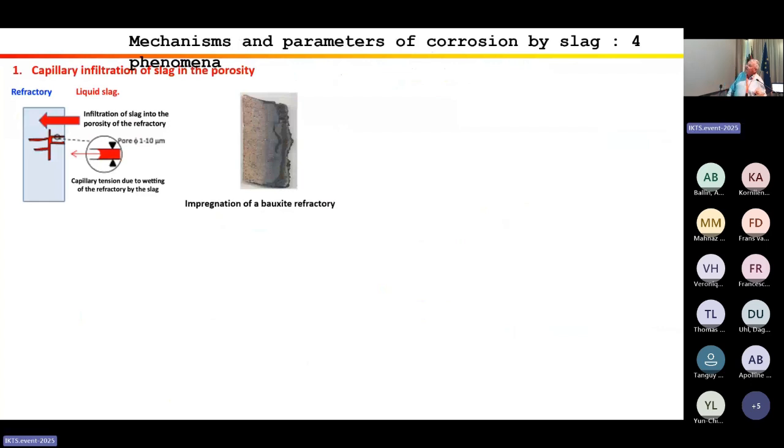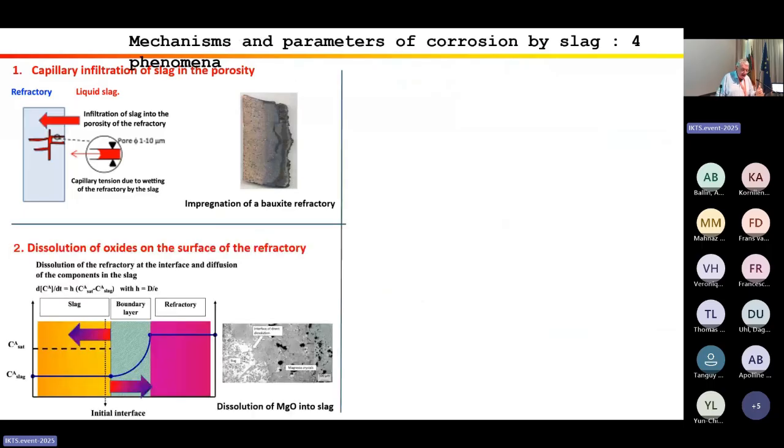Now, what are the mechanisms of corrosion by slag? We have 4 mechanisms. First, capillarity infiltration of slag in the porosity. You observe the impregnation of the bauxite refractories in contact with liquid phase, and the key factor is the capillarity tension due to the wetting of the refractory by the slag.